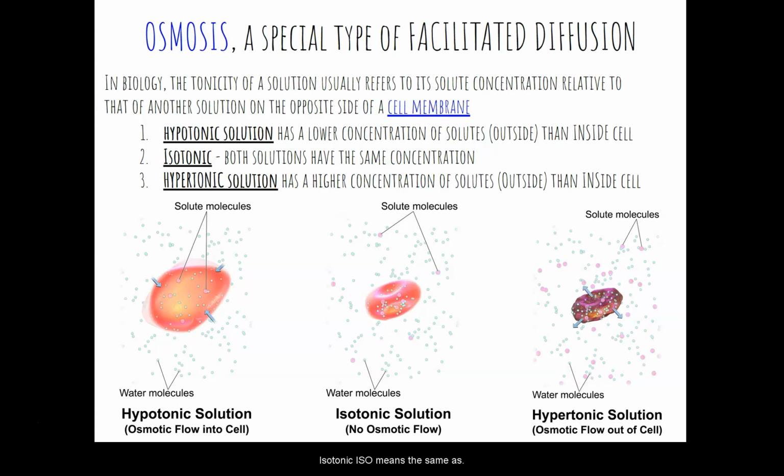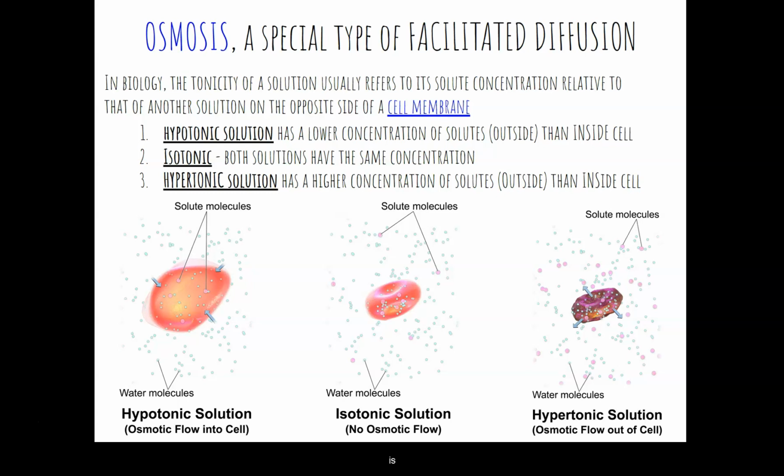Isotonic, iso means the same as. So if you counted the solute molecules and the water molecules, the relative proportions would be identical. So what that means is that it's pretty much an equilibrium. If water is the only thing that can move, water molecules will be moving into the cell and out of the cell at the same rate, and the proportion of sugar to water molecules will be the same inside and out of the cell.